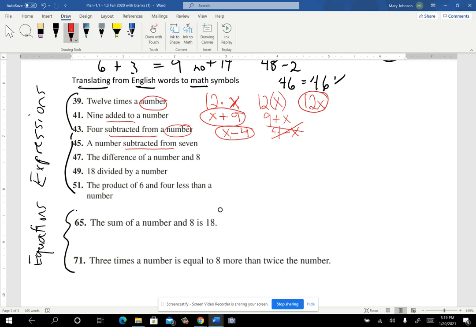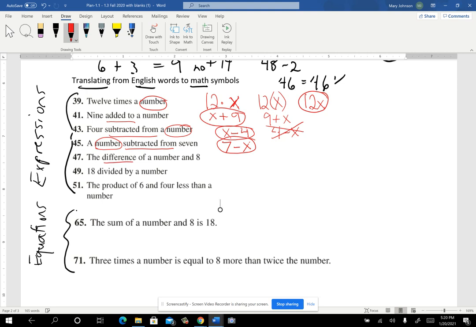Do a quick read. A number subtracted from 7. So that's where my X is going to go. That is my X, I mean. And then it says a number subtracted from 7. So I'd have to have the 7 and take the X away from it. Okay. Number 47 is also subtraction.